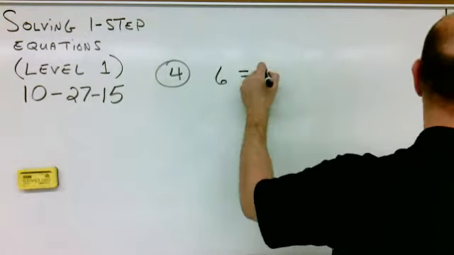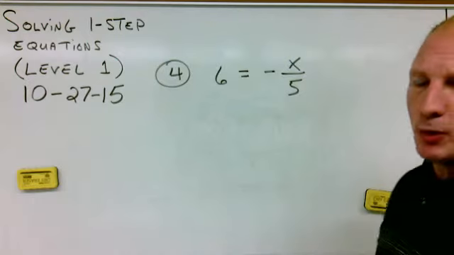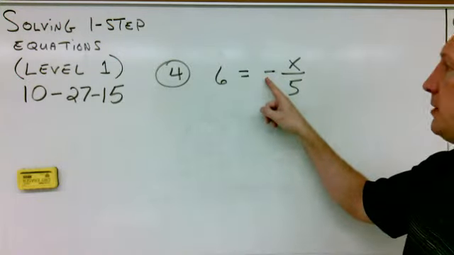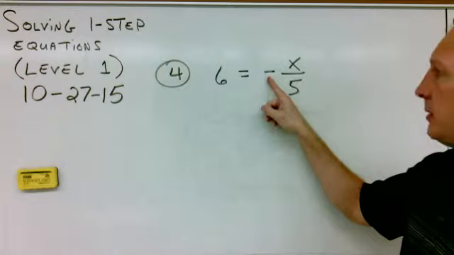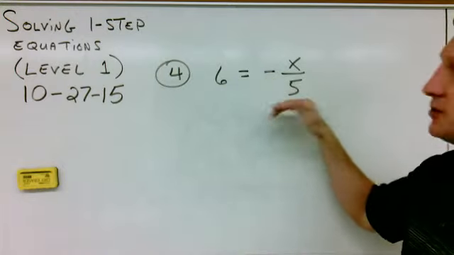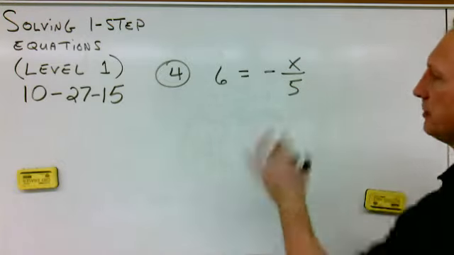6 equals negative x over 5. Now at this point, it's a very similar problem, but I have a negative here. What I'm going to try and do is, if the negative is in the middle, whenever I have variables within a fraction or negatives within a fraction, you're allowed, and what I do is I just put them in the numerator. So I'm going to rewrite this a little bit.